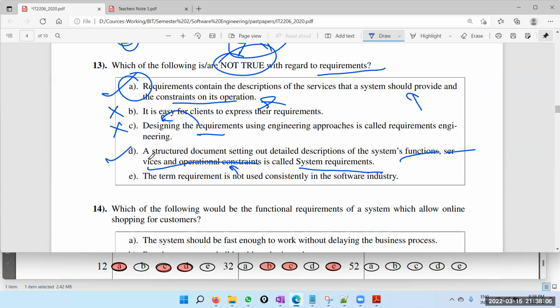We say yes. The term requirement is not used consistently in the software industry. I don't think so. But anyway, it can be a debatable answer. Requirement is a very defined thing, right? The functionality is expected. But yes, there are ambiguities, right? Functional requirements, non-functional requirements. But I think everyone can agree what a requirement is, right? So I will say no. Then I will go for B, C, and E. E is the debatable one. Okay, B, C, and E I am going.